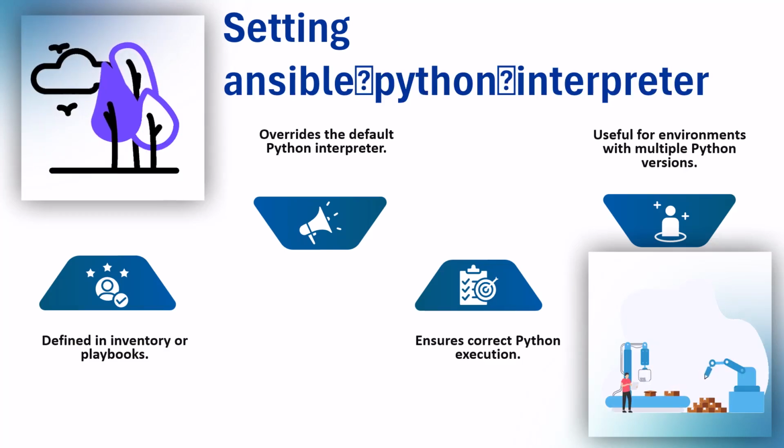Python version mismatches. Sounds fun, right? Not really. Defining ansible_python_interpreter saves you from headaches. It's like telling Ansible, use this Python, not that one. This ensures scripts run correctly, no matter the environment.